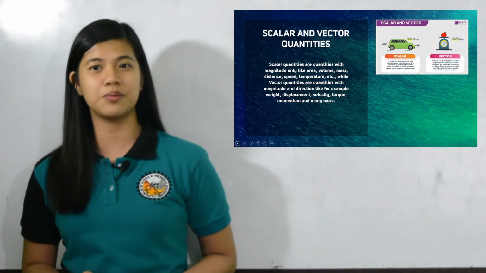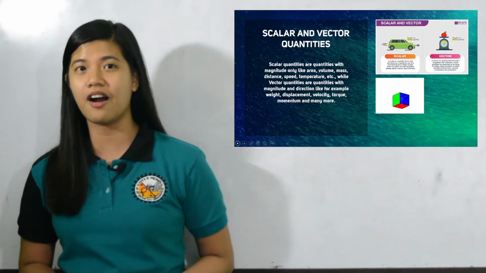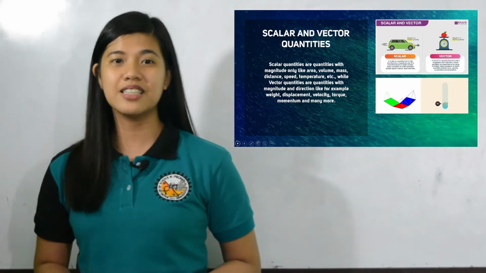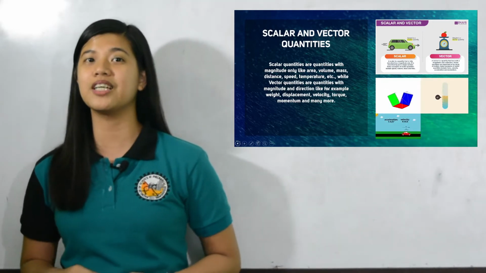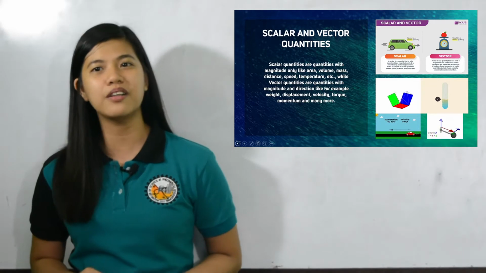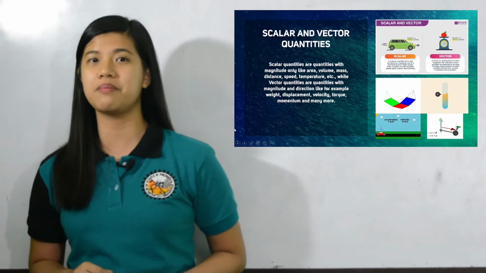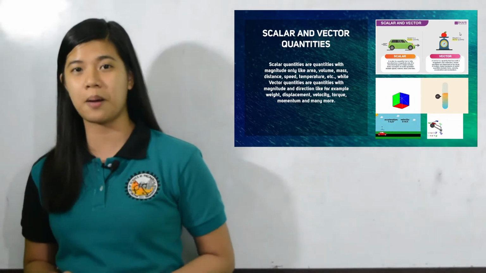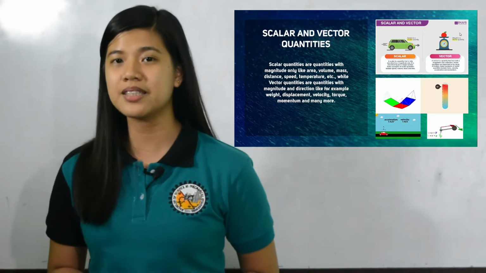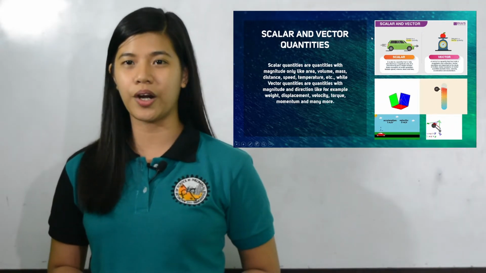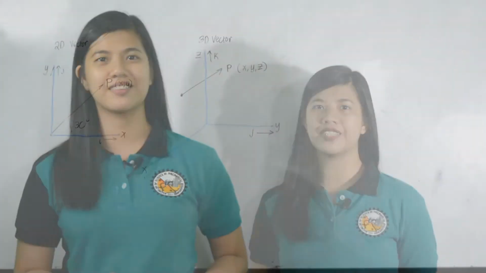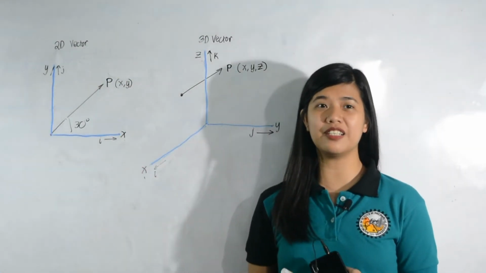Now, let's differentiate scalar and vector. Scalar quantities are quantities with magnitude only, like area, volume, mass, distance, speed, temperature, and etc. Well, vector quantities are quantities with magnitude and direction, for example, weight, displacement, velocity, torque, momentum, and many more.